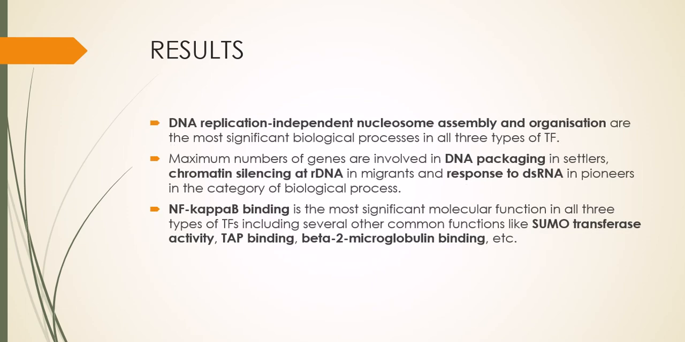Many results can be obtained from these functional enrichment plots, but some of these are mentioned here. DNA replication-independent nucleosome assembly and organization are the most significant biological processes in all the three types of transcription factors, which can be seen from the previous plots. Second, the maximum number of genes are involved in DNA packaging in case of settlers, chromatin silencing at rDNA in migrants, and response to dsRNA in pioneers in the category of biological process. NF-kappa B binding is the most significant molecular function in all three types of transcription factor, including several other common functions like sumoyltransferase activity, TAP binding, beta-2 microglobulin binding, etc.